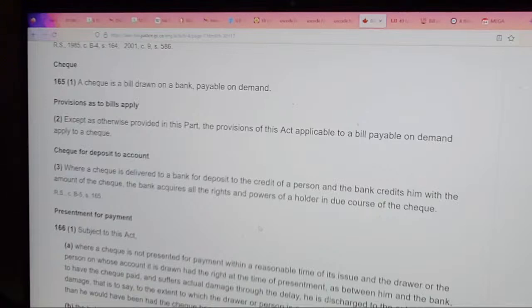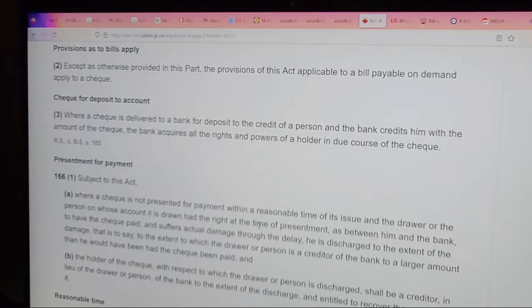Provisions as to bills apply. 2. Except as otherwise provided in this part, the provisions of this act applicable to a bill payable on demand apply to a check. Checks for deposit to account. Where a check is delivered to a bank for deposit to the credit of a person and the bank credits him with the amount of the check, the bank acquires all the rights and powers of a holder in due course of the check. Presentment for payment.